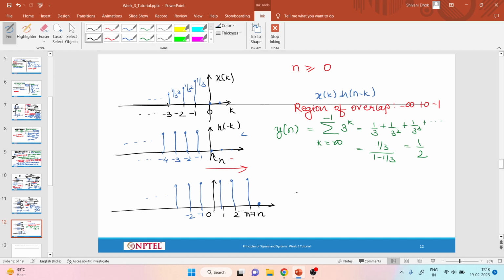So if I combine these two cases, my y of n is equal to 1 by 2 when n is greater than or equal to 0, and it is equal to 1 by 2 into 3 power n when my n is less than 0. So this is the output of your convolution. Any question till this point?